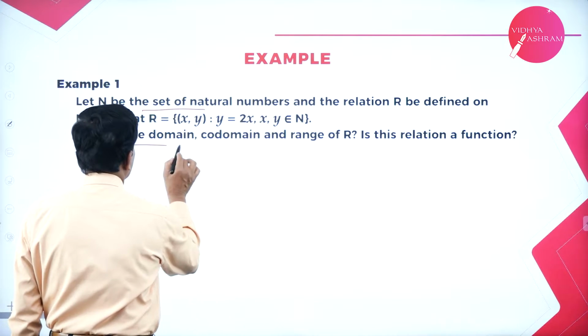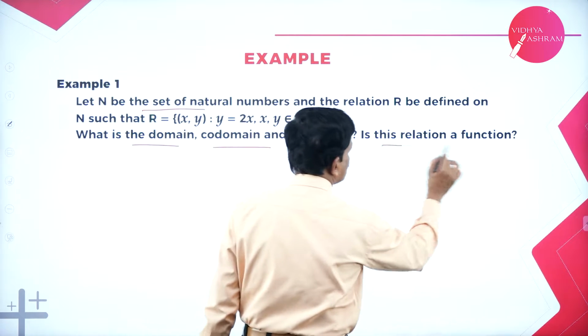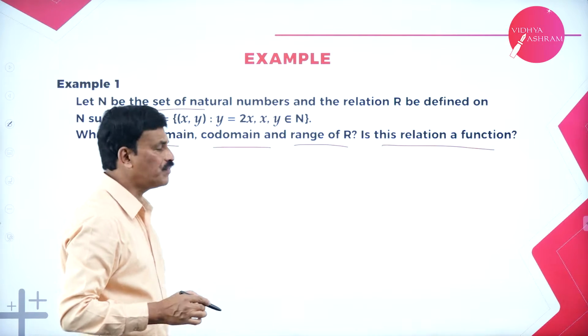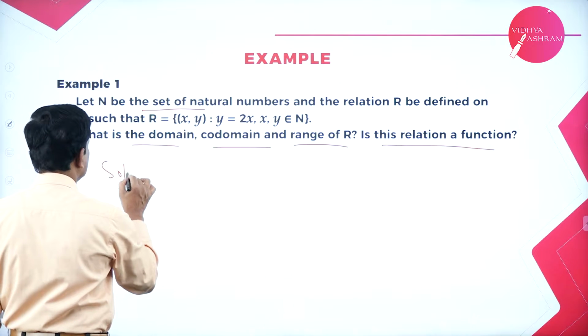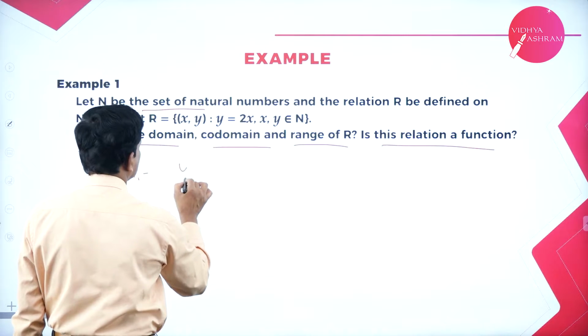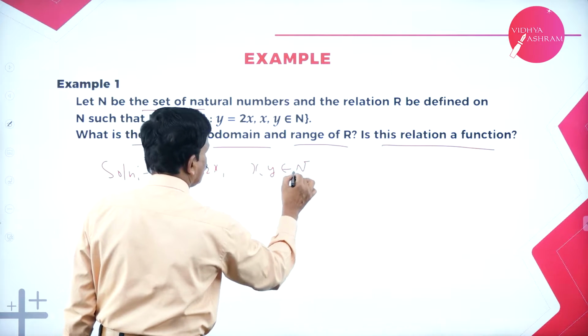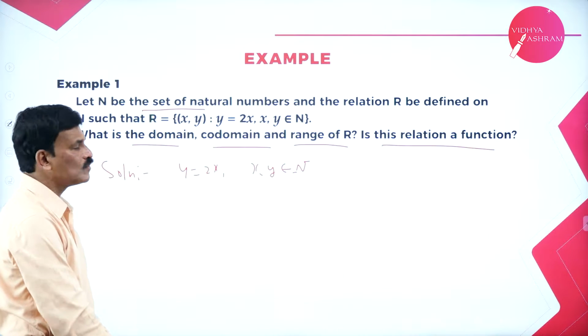So, we have to write what is the domain, what is the codomain and the range of R. Is this relation a function? We have to verify. Now, what is given here? Given (x, y) such that y is equal to 2x for all (x, y) belongs to the set of natural numbers. Okay. Now listen to me.